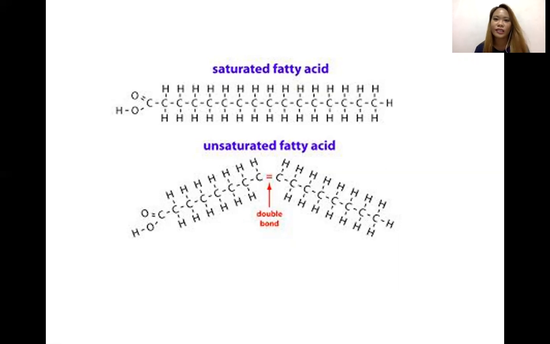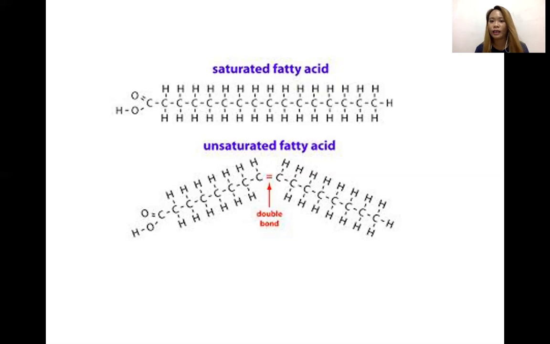Now, one of the characteristics of saturated fatty acids is that they have a very high melting point. And because they have a very high melting point, at room temperature these saturated fatty acids are solid because it takes a lot of energy to melt them. So even at 37 degrees, they are still solid because it takes more than 37 degrees to melt them.